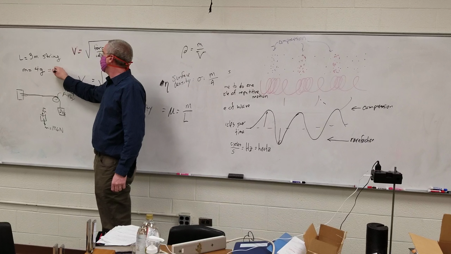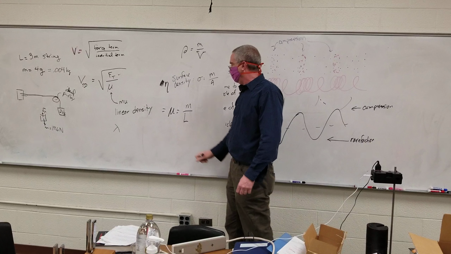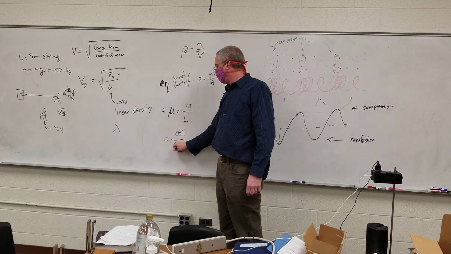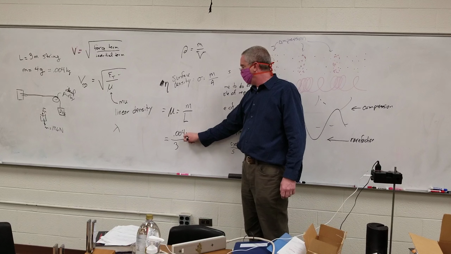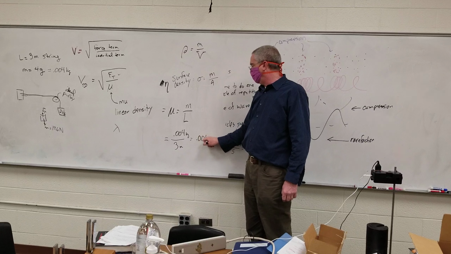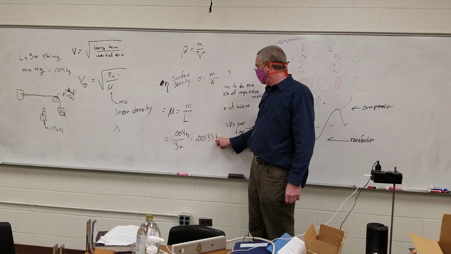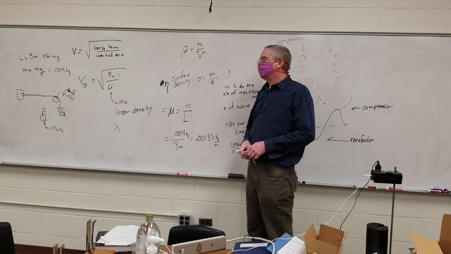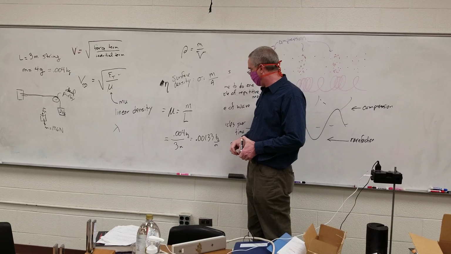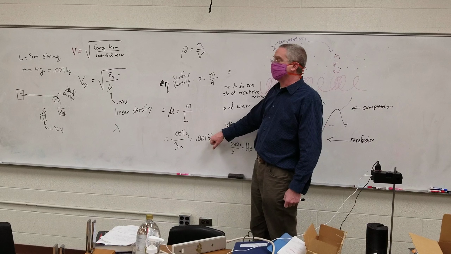So 0.004 kilograms. And so my linear density is 0.004 divided by 3, which is 0.00133 repeating. So it's saying that every meter of string has a mass of 0.00133 kilograms.